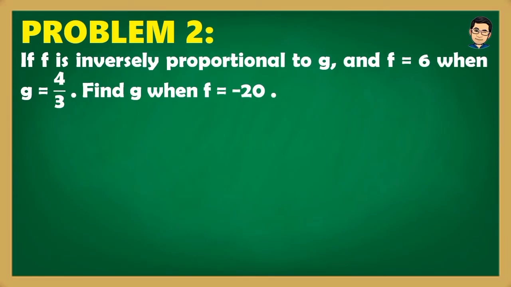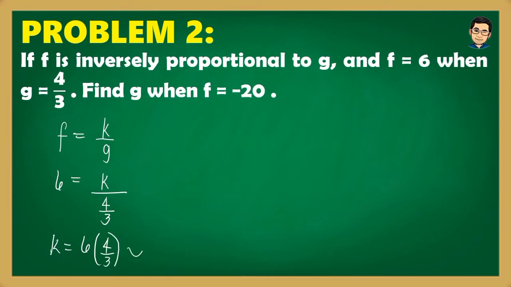So, isulat lang natin, f is equal to k over g. And then, we substitute the value of f, which is 6, equals k over the value of g, which is 4 over 3. Ayan. And then, kagaya ng ginawa natin kanina, magko-cross multiply lang po tayo. So, magiging k is equal to 6 times 4 over 3. Then, i-rewrite lang natin, k is equal to 6 times 4 over 3.